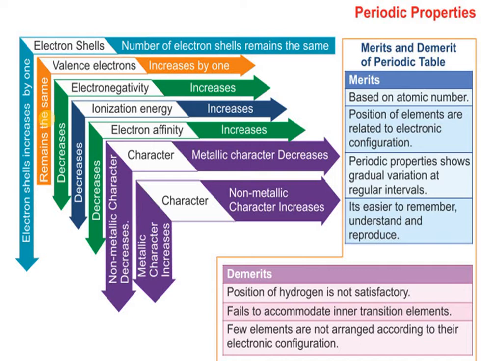Electronegativity is the tendency of an element to attract the shared pair of electrons. So electronegativity increases in a period and decreases in a group. Ionization energy increases in a period, decreases in a group. Electron affinity increases in a period, decreases in a group. So these three tendencies are the same.